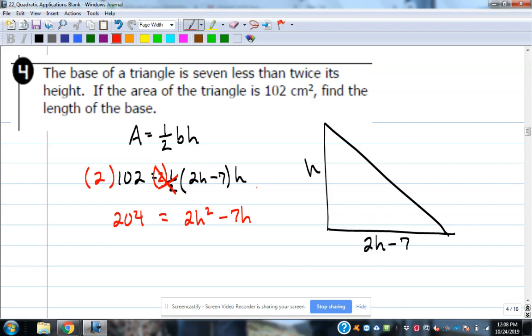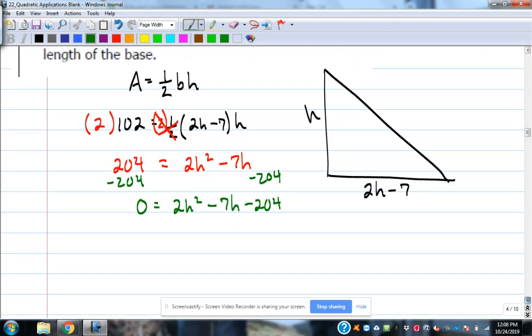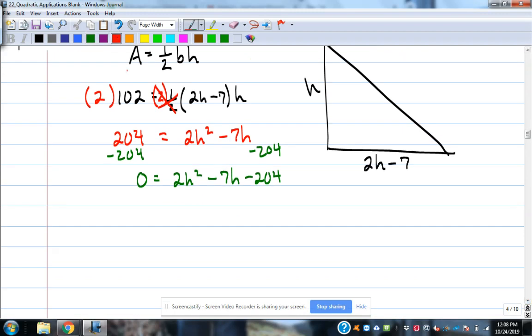Now what? Subtract the 204. 2h squared minus 7h minus 204. And then we could approach that the same way we have the rest of them. We could look at factoring if you want to. So up top would be negative 408, and negative 7 on the bottom.